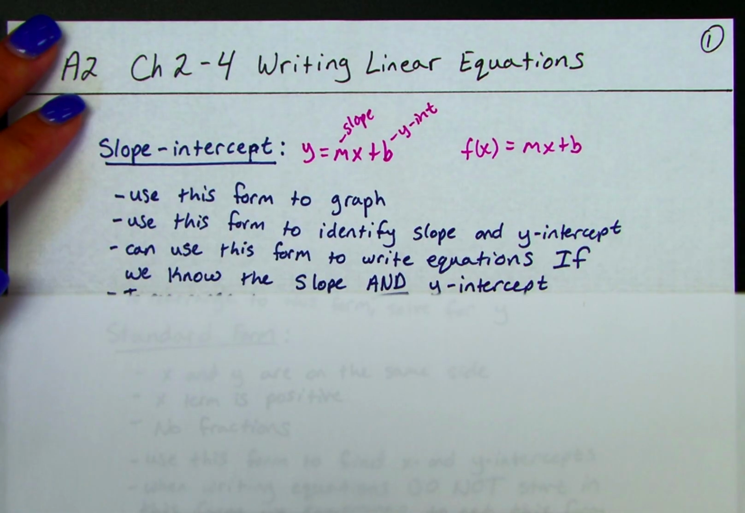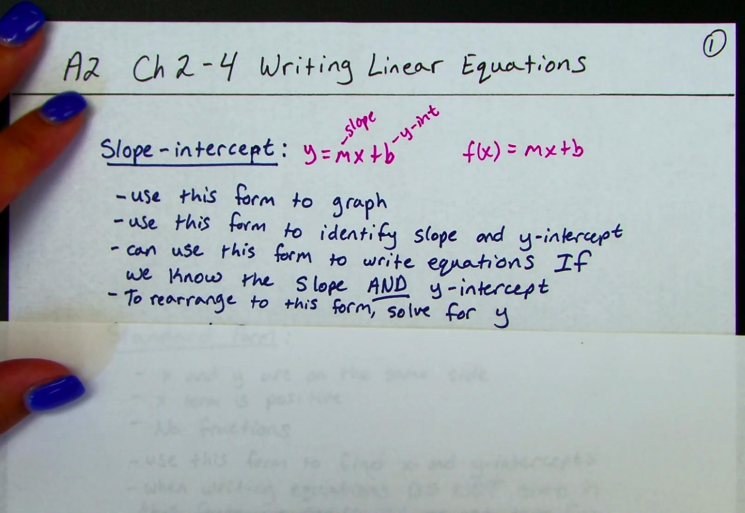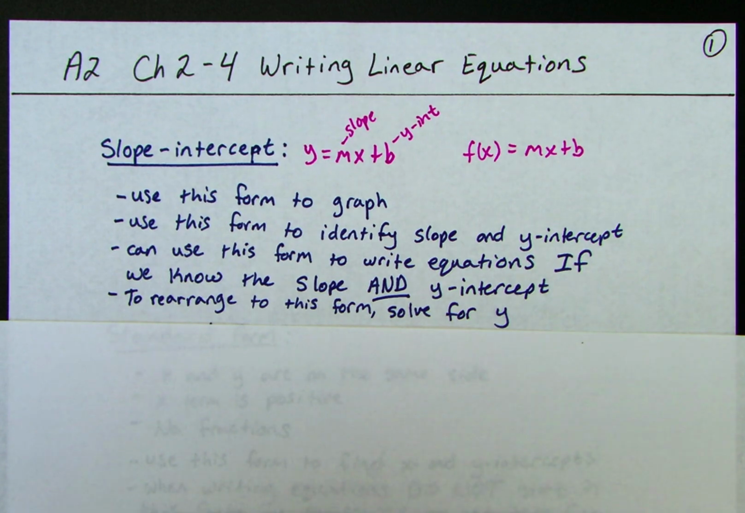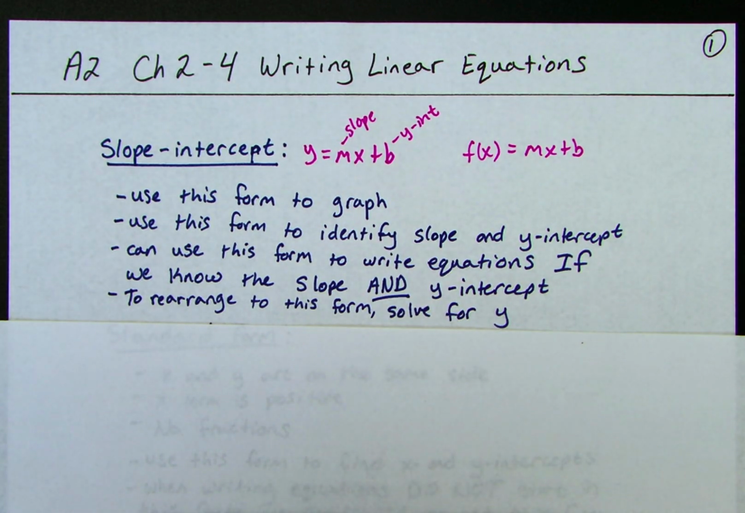Now, when we are in this form, we tend to graph. We can use this form to identify, again, our slope and our y-intercept. And then sometimes we can use this equation to write an equation, but we can only do that if we know both the slope and the y-intercept. If we do not know those two pieces of information, we cannot start in this form to write an equation.